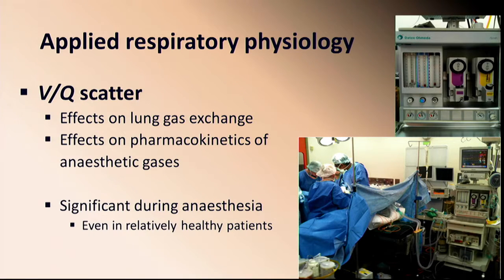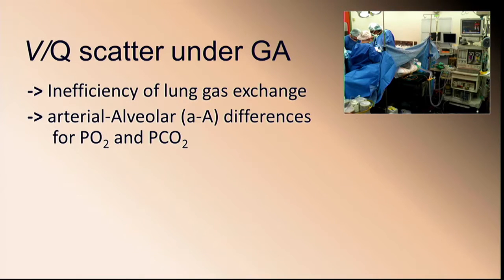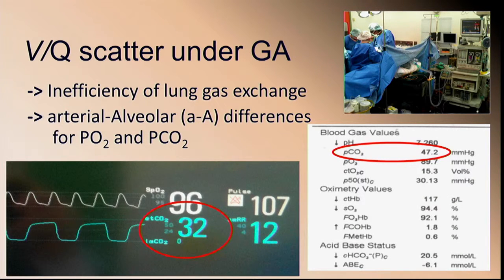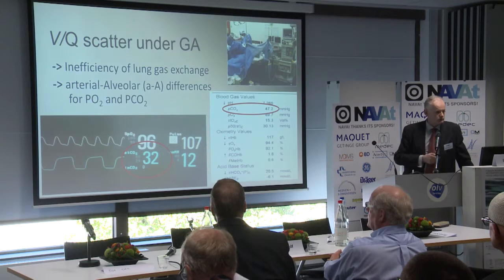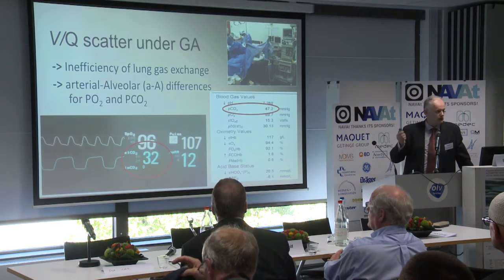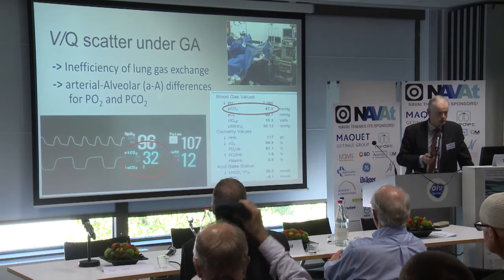To summarise, VQ scatter has significant effects on lung gas exchange and the efficiency of lung gas exchange. It affects the pharmacokinetics of the agents that we give our patients to breathe to keep them asleep. And it becomes significant during general anaesthesia for reasons we'll talk about in a minute, even in relatively healthy patients. So VQ scatter reduces the efficiency of lung gas exchange, and it's the cause of the arterial to alveolar differences, the AA differences that we can see in our patients on a routine daily basis. These sorts of numbers, an end-tidal CO2 of 32 and an arterial CO2 of 47, are not uncommon in our patients under general anaesthesia, I think you'd agree.